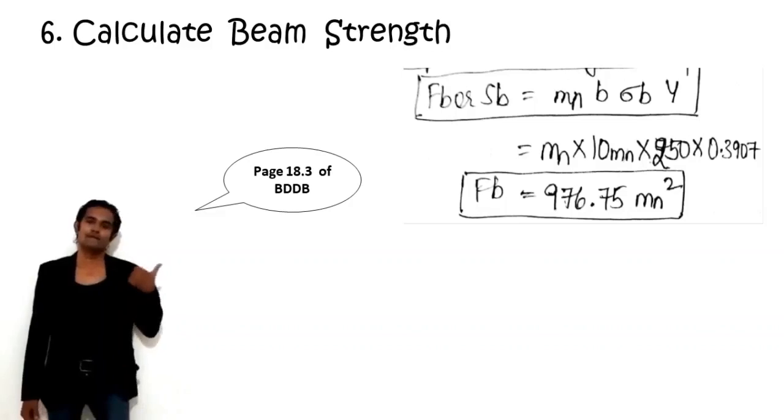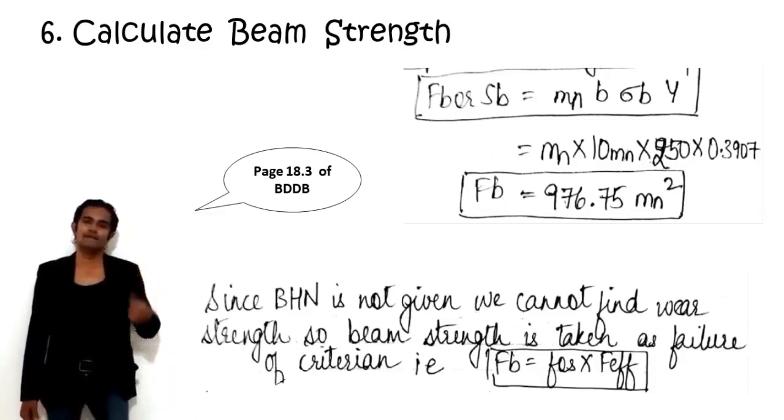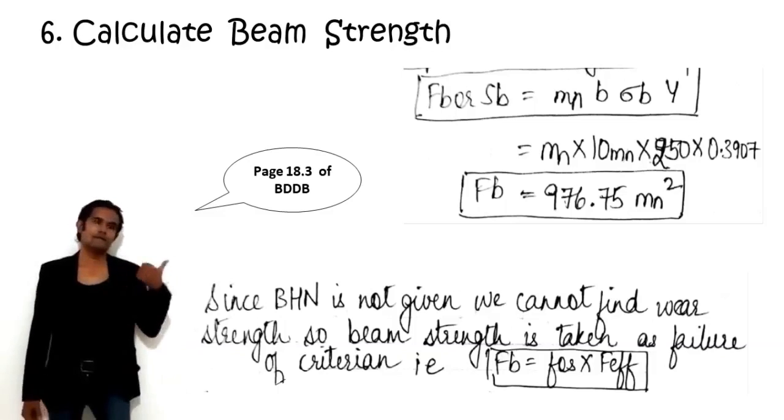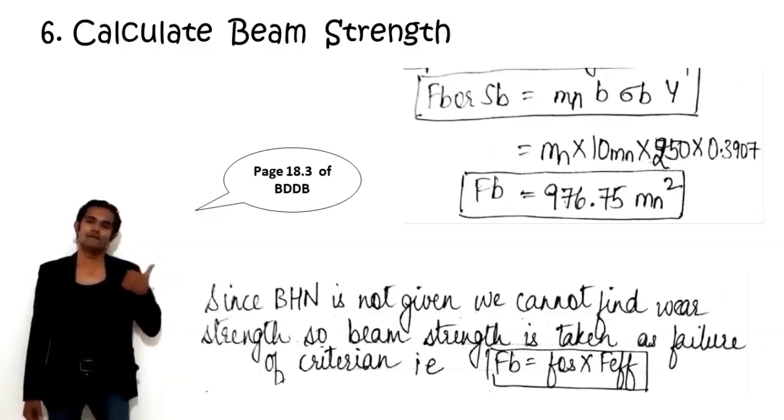976.75 Mn square. This formula is there on page number 18.3 of Bhandari Design Data Book. Since BHN is not given, we cannot find out the wear strength, and ultimately in our numerical they are saying that you have to calculate the surface hardness BHN. So on the basis of beam strength, we are going to calculate the module, normal module. So beam strength is taken as the failure criterion.